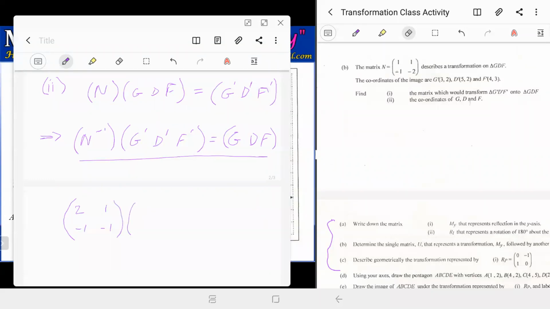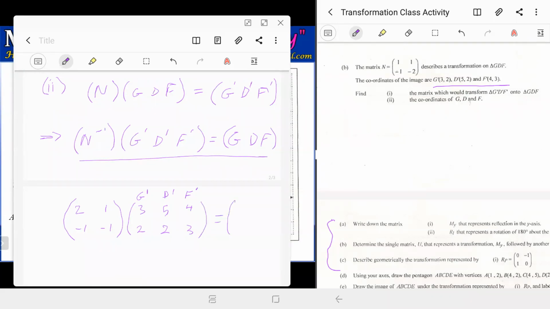Multiply that by G prime, D prime, F prime. They gave us them over here. So G prime is 3, 2. That's G prime. And D prime is 5, 2. That's D prime. And F prime is 4, 3. And that's F prime. Putting all of them in one.